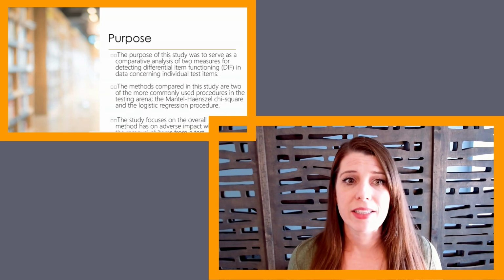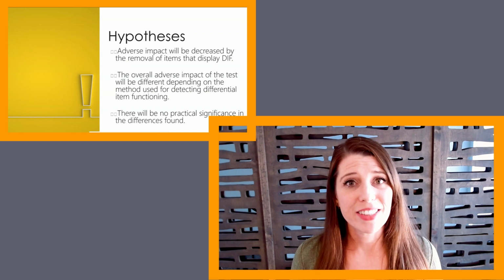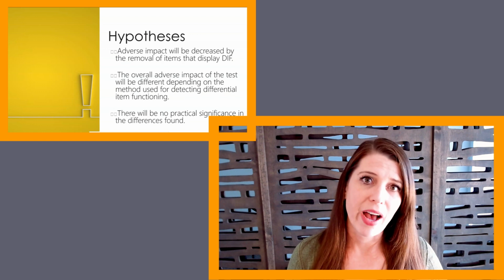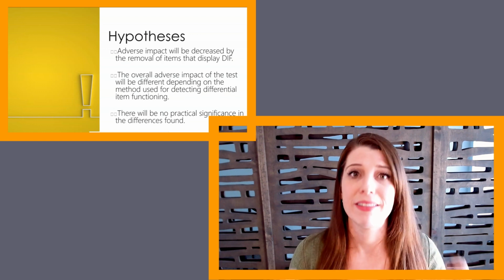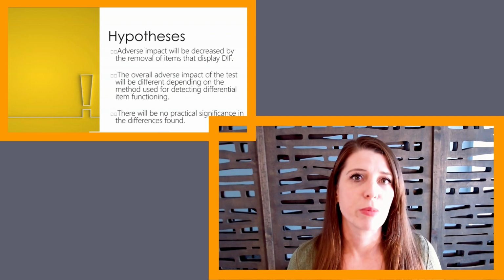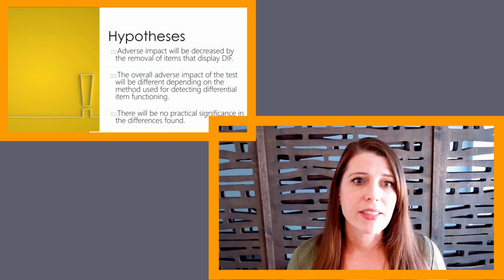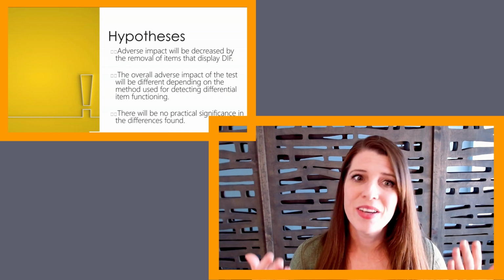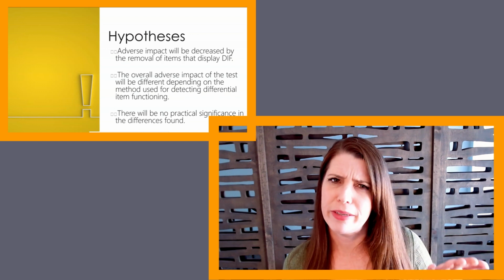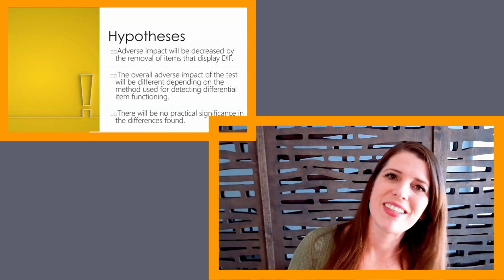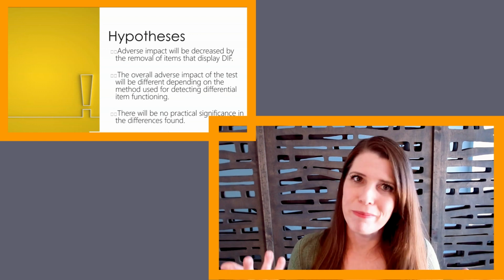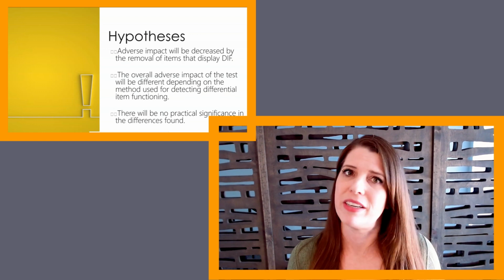So my hypothesis in this study was, one, that adverse impact would be decreased if I used DIF methods to remove items where different groups were performing differently, on the assumption that that could potentially lead to different treatment for those people. Also, I had a hypothesis that the overall adverse impact of the test was going to be different based on which method I chose, so either that weirdly worded Mantel-Haenszel chi-square thingy or the logistic regression thingy. I assumed that they were going to come out different because they used different math. And so I wanted to see if they were different and how different.